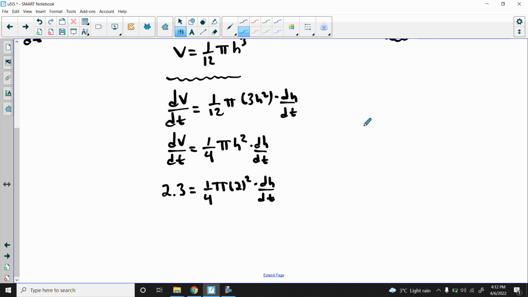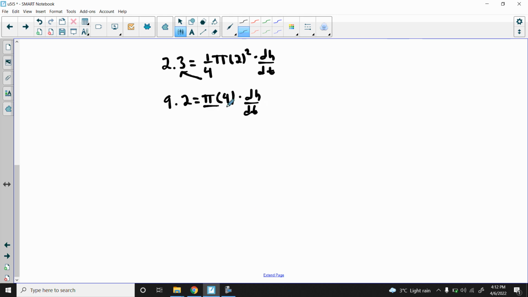So that is 9.2. Again, this is just cross multiplication one way, and that's one of my favorite tricks to use when you're solving these types of questions. And then comes 4 pi. So now I just divide both sides by that 4 pi, and we end up with dh over dt equals 9.2 divided by 4 pi.